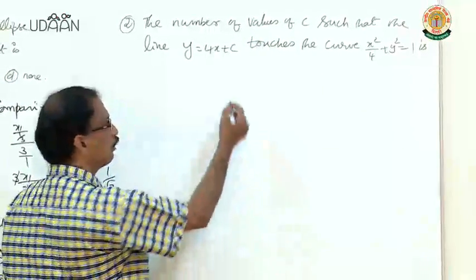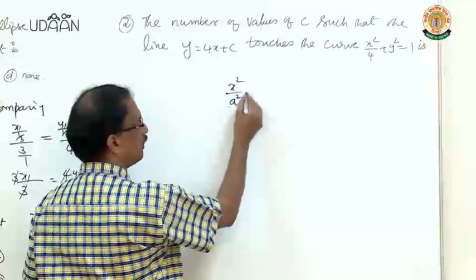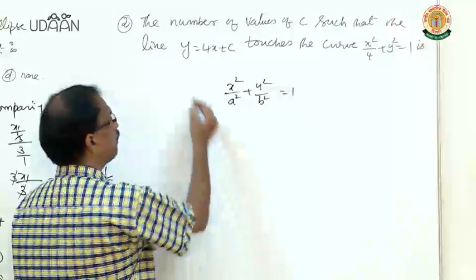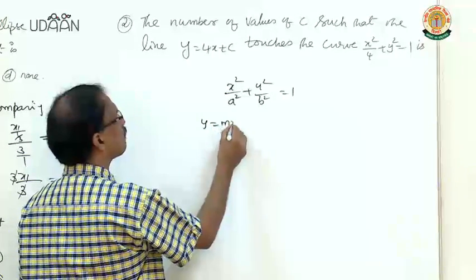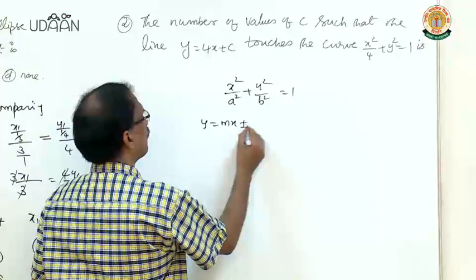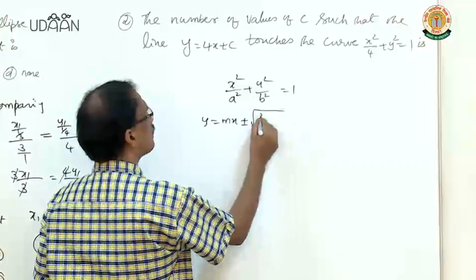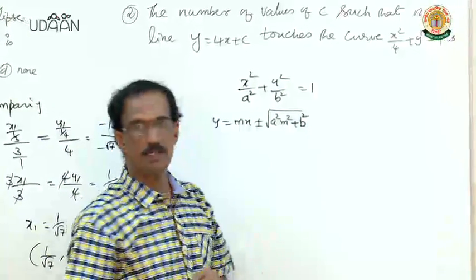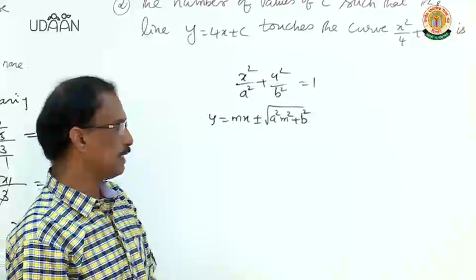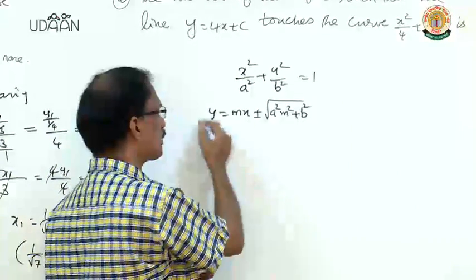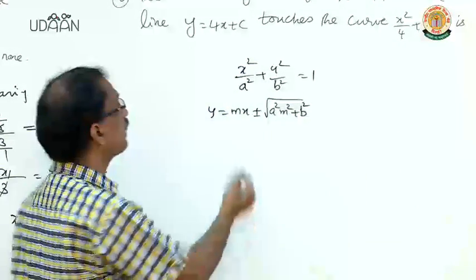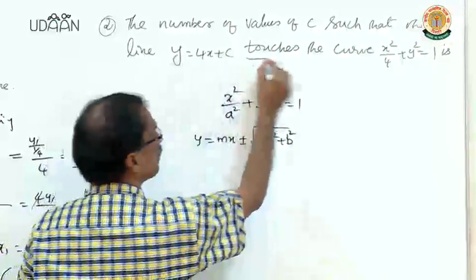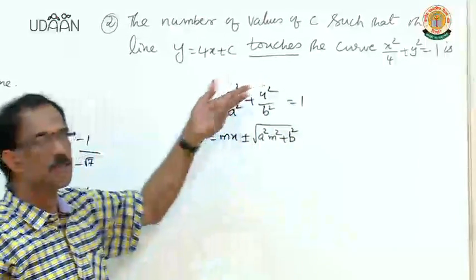So now we know x square by a square plus y square by b square equal to 1 and y equal to mx plus or minus root of a square m square plus b square is the equation of a tangent. So here they say what? The number of values of c such that the line touches. Touches means it becomes a tangent.